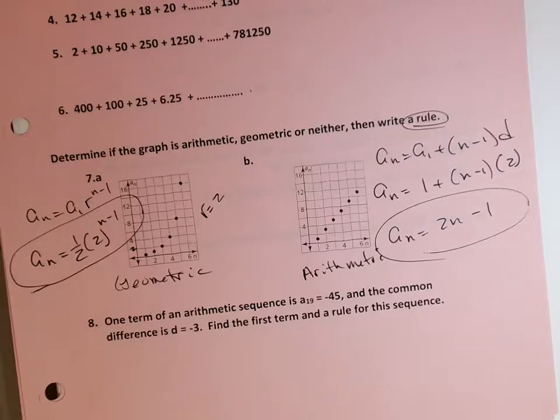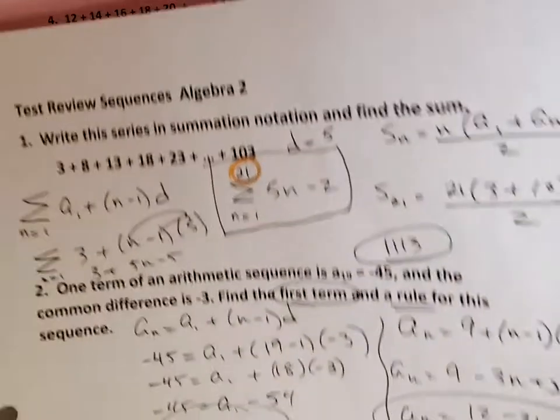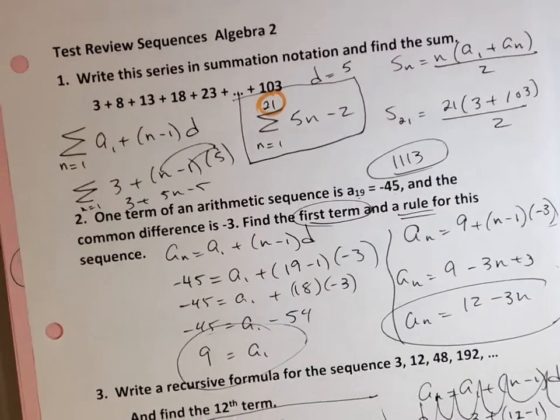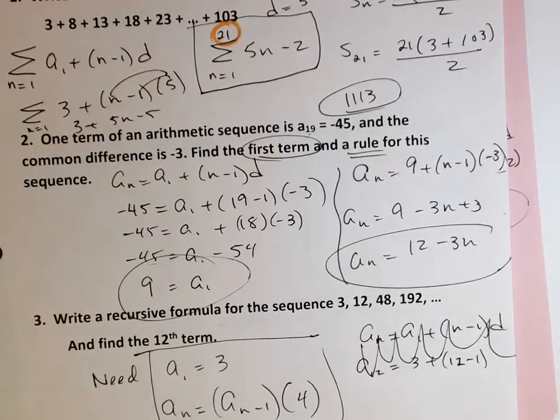All right. Number 8, we already did number 8. It's right there. So to save time, I don't need to do number 8. I'll just throw it up there. We did number 8, right?